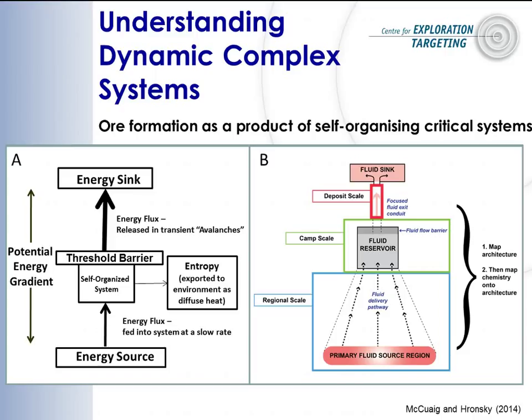So the right-hand side shows the same type of thing for the mineral system. It shows a source region, a fluid delivery pathway from that into an area where you have that threshold barrier put in place. And when you have the avalanches coming out, where the red box is at the deposit scale, that's where you're getting high-quality ore formation. The interesting thing, the way that's drawn there, is that you can then map at different scales the part of the system that you're trying to map.